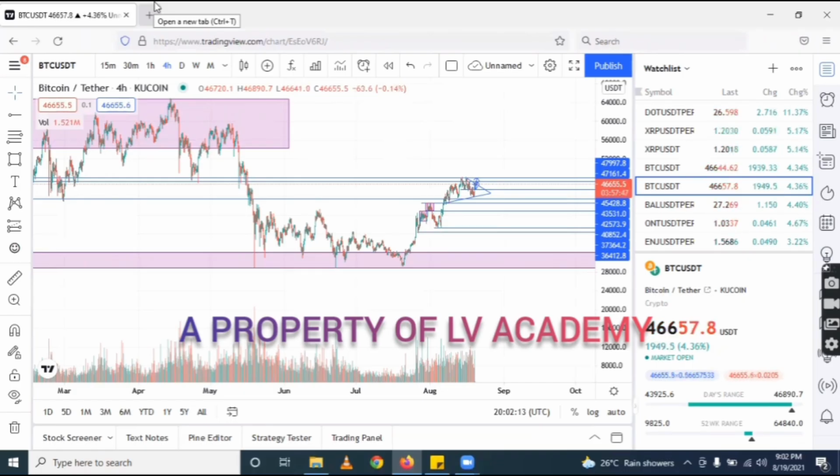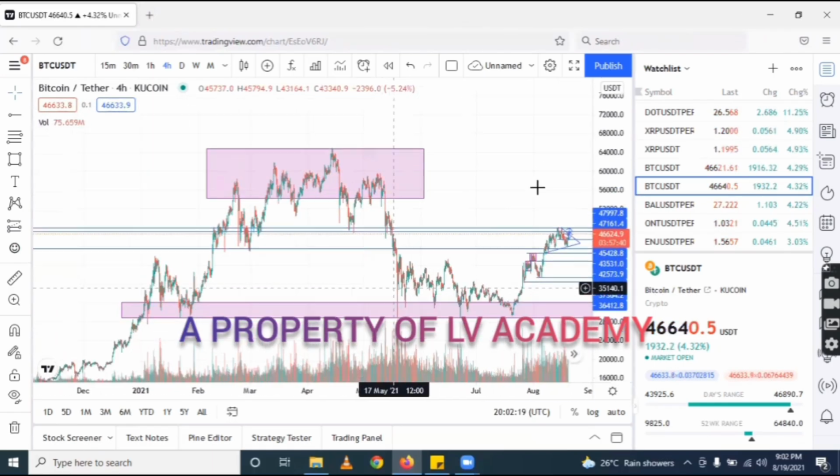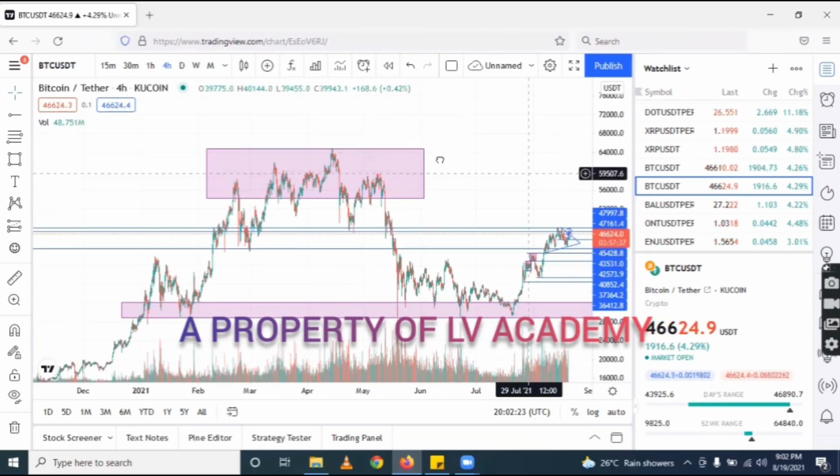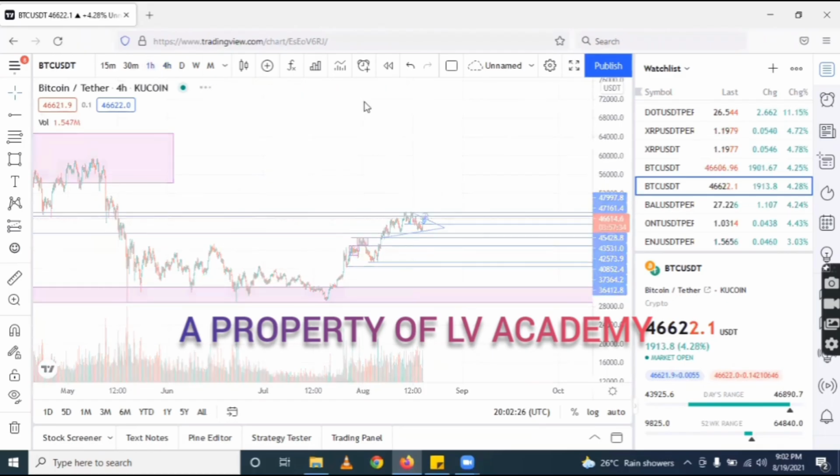Bilateral chart patterns are ranging trades. You will see that you don't know where the market is going. Those are bilateral trades.